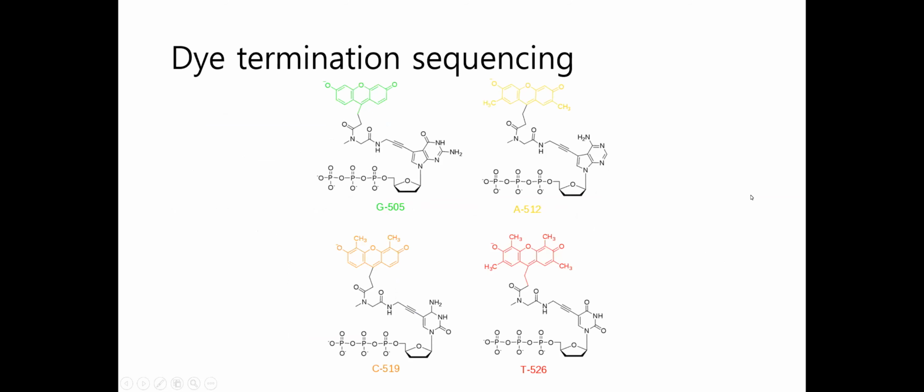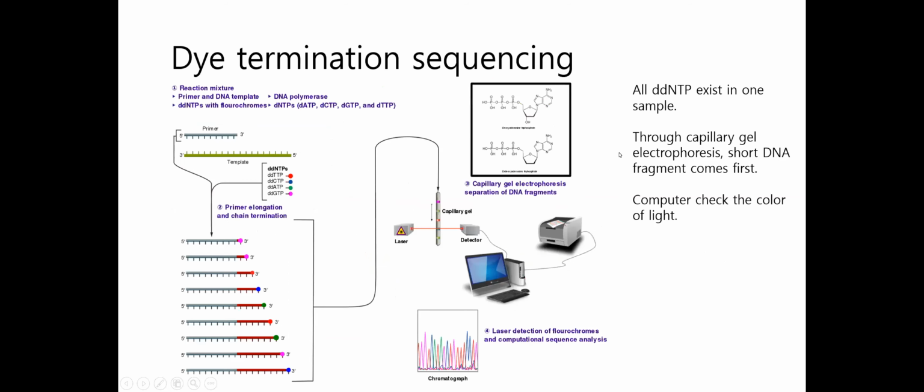And another process used dideoxy termination sequencing. In this case, they use fluorescent molecules like this, and they emit different lights. In this process, we use 4 kinds of ddNTPs and 4 kinds of fluorescent molecules. So in this case, we don't need 4 separate samples. We just need only one sample.